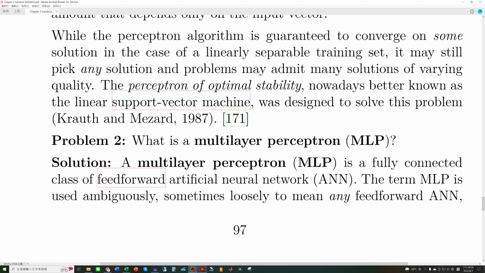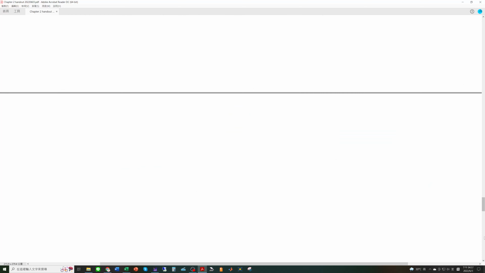Okay, hello everyone. Let us continue the third part of today's course. In the first part, we talked about ANN, and we were talking about what a multi-layer perceptron, MLP, is.